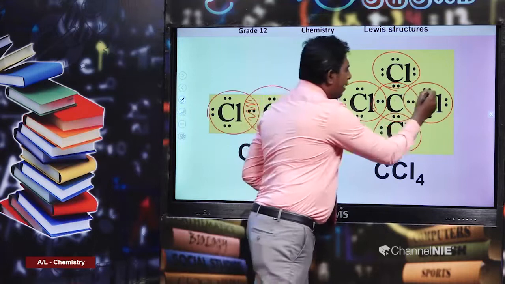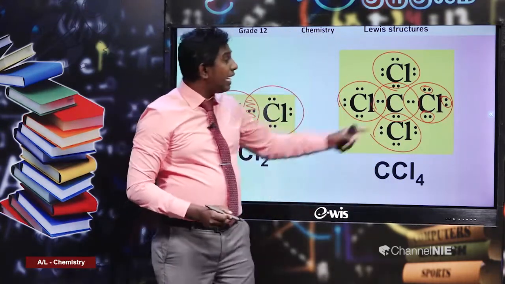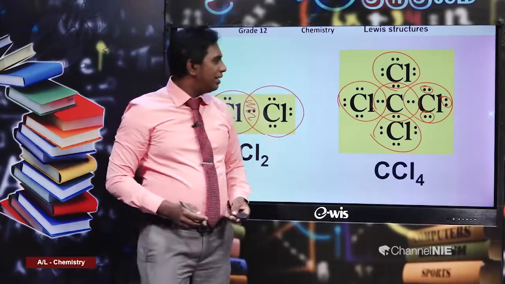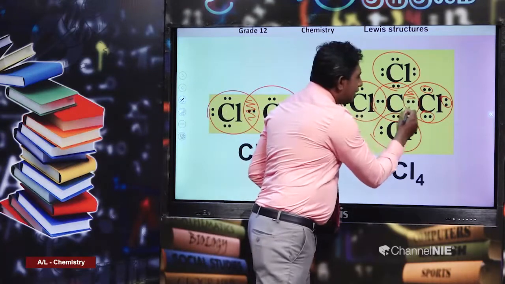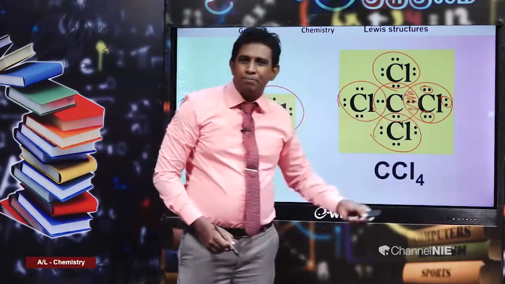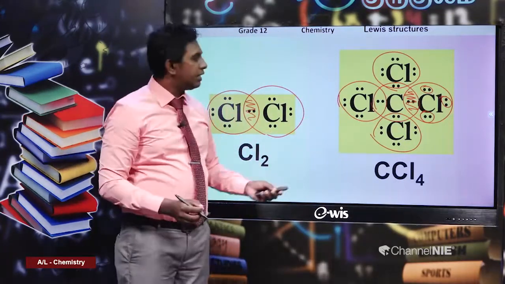Then these pairs of electrons stay alone. We call them lone pairs. Then this pair is shared between those 2 atoms, carbon and chlorine. So the shared electron belongs to the bonding, so it's the bond pair.